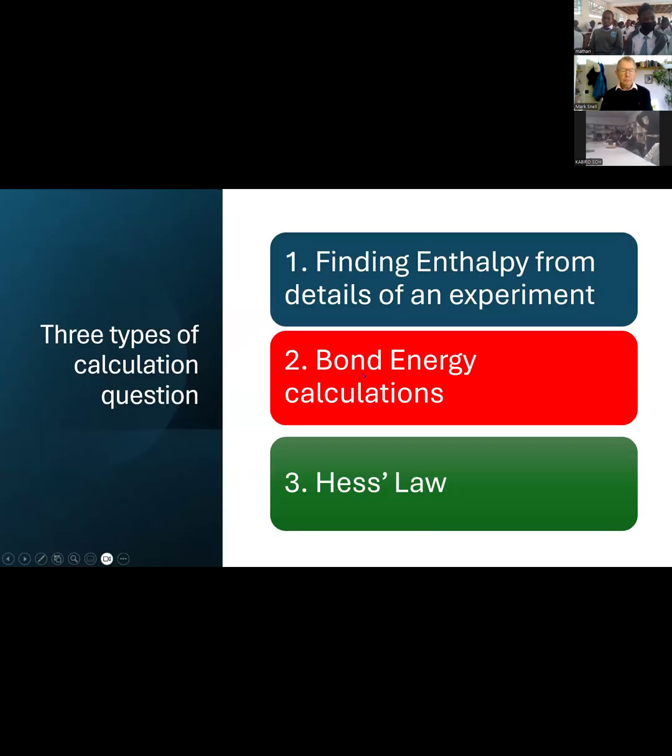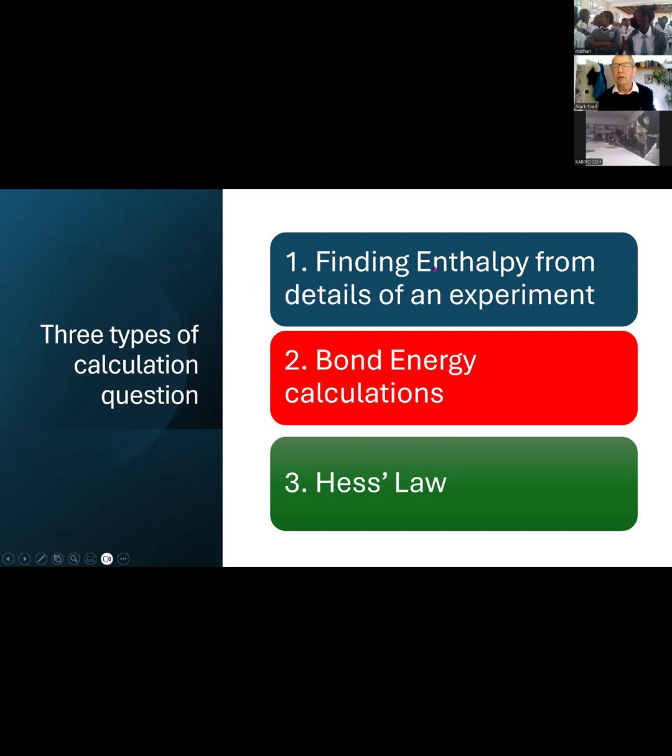There are 3 types of calculation questions in enthalpy. We looked at the first one last time, and we're going to do one of those first. And then there are bond energy calculations. The first 2 are easy. The third one, Hess's law, is not quite so obvious. And we will return to Hess's law another time, but we will try to do one today.